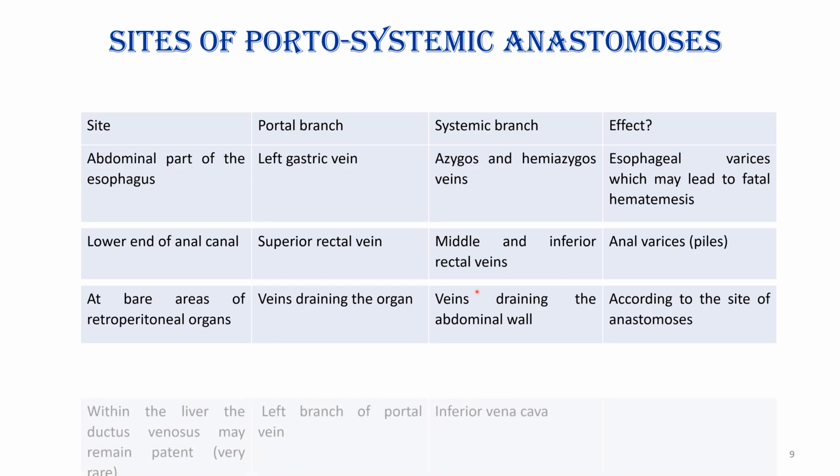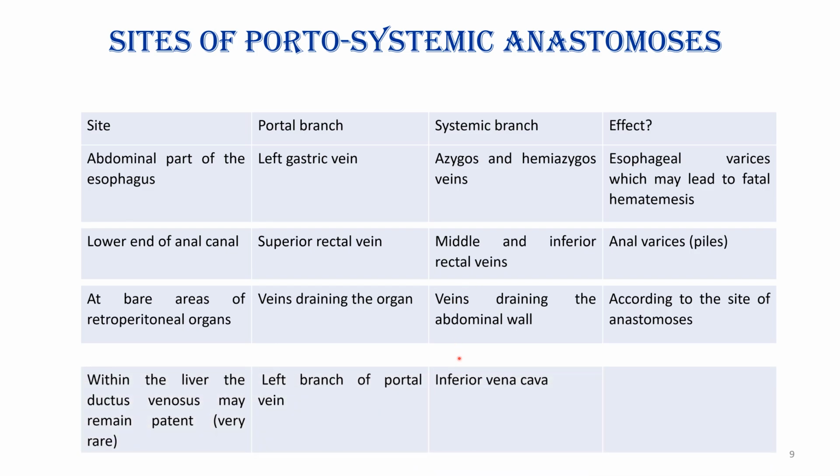The last thing is an embryonic persistence of the connection between the ductus venosus and the inferior vena cava. That is the left branch of the portal vein with the inferior vena cava, and the effect will be on the functions of the liver on the portal blood. The portal blood has a lot of vital functions. And that is all for the portal vein. So, thank you.